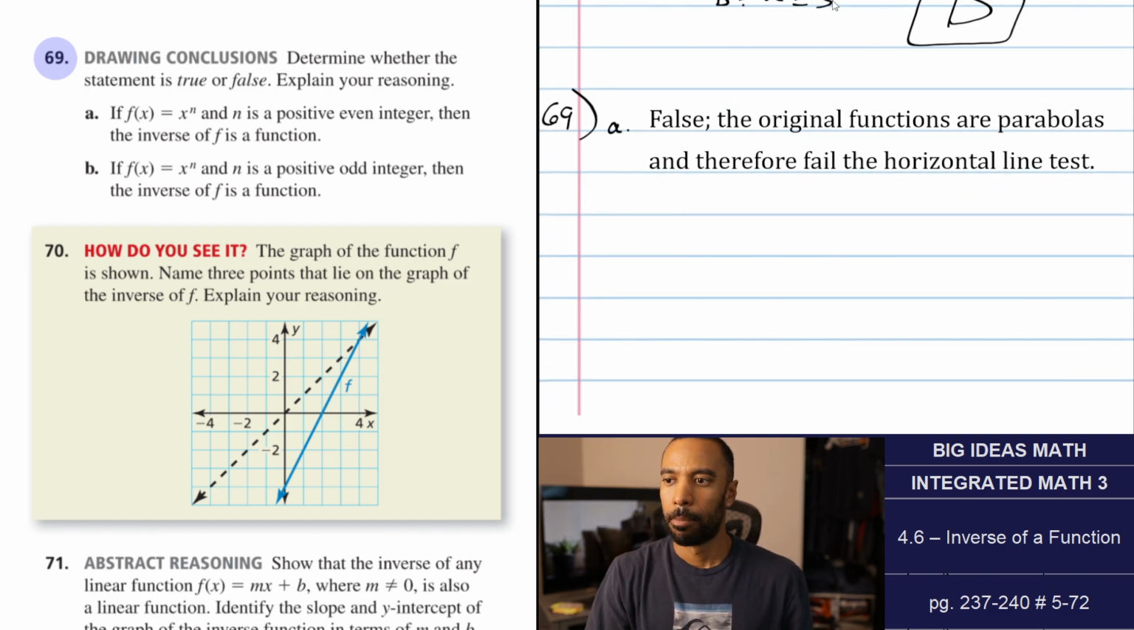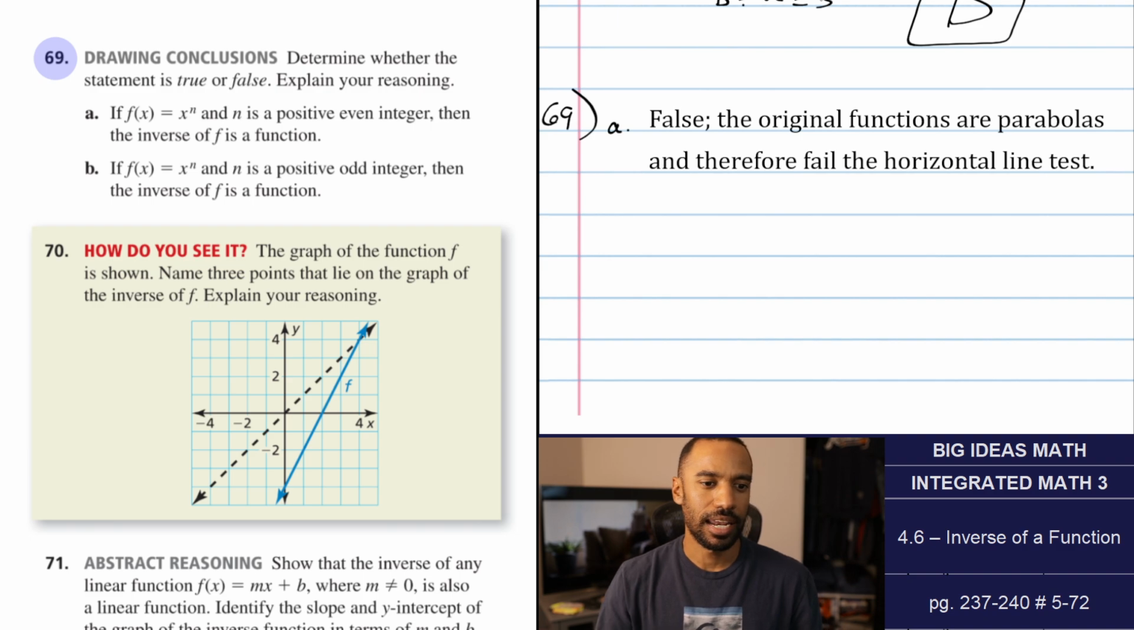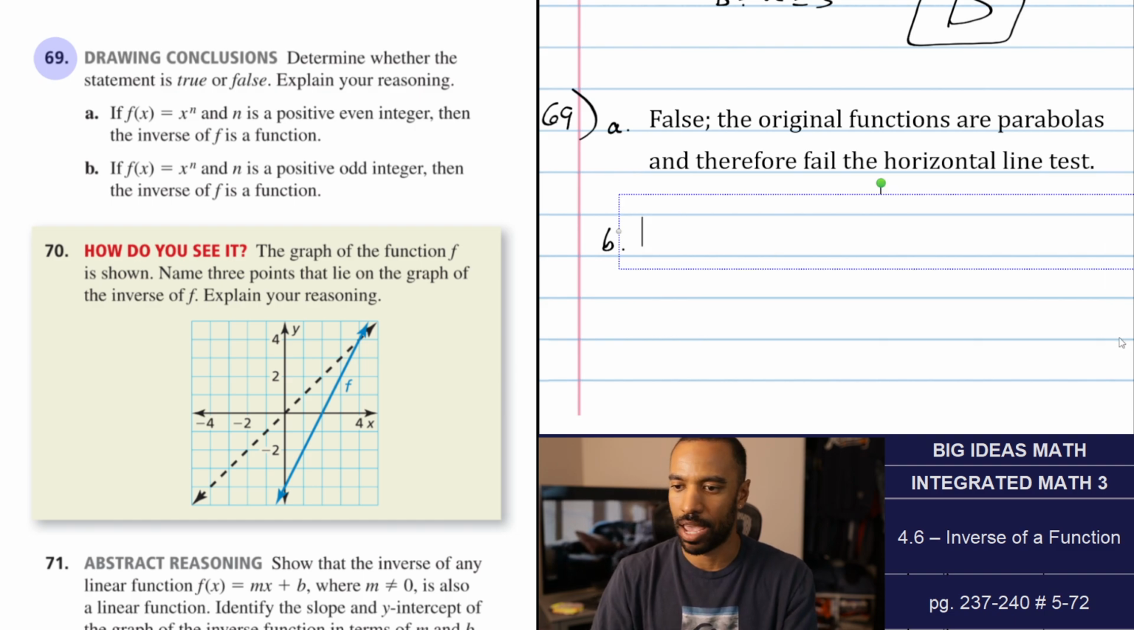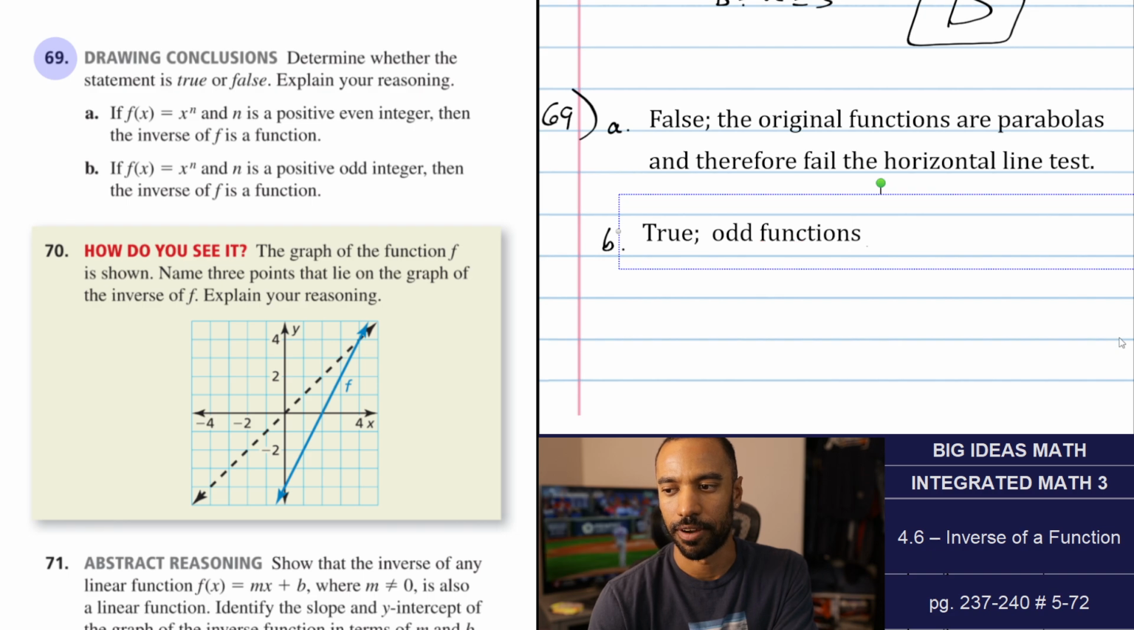Part B is saying if it's an odd integer, then it's a function. That one's true. I mean, it's almost like need I say more in that kind of way. True. The odd functions pass the horizontal line test.